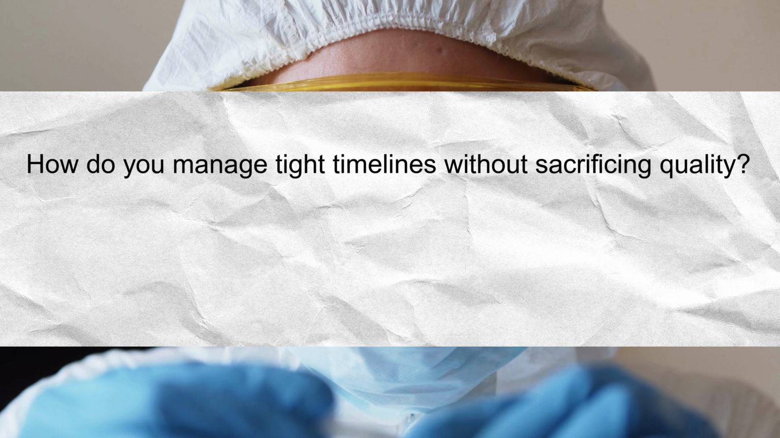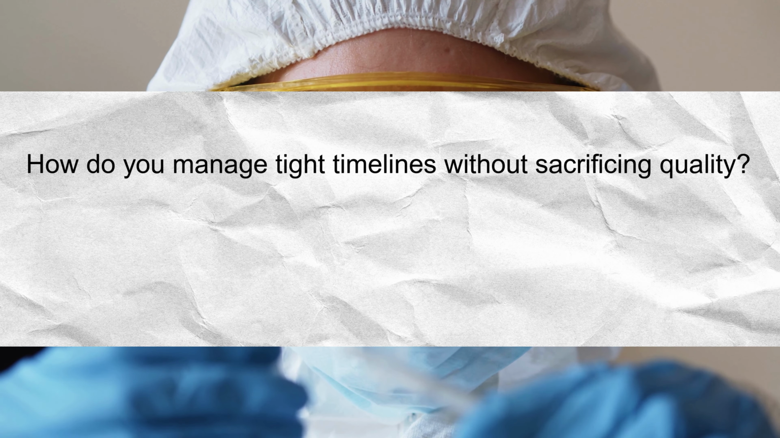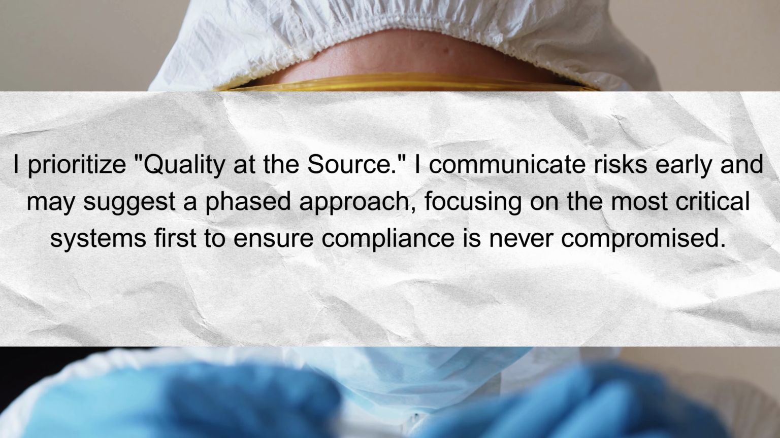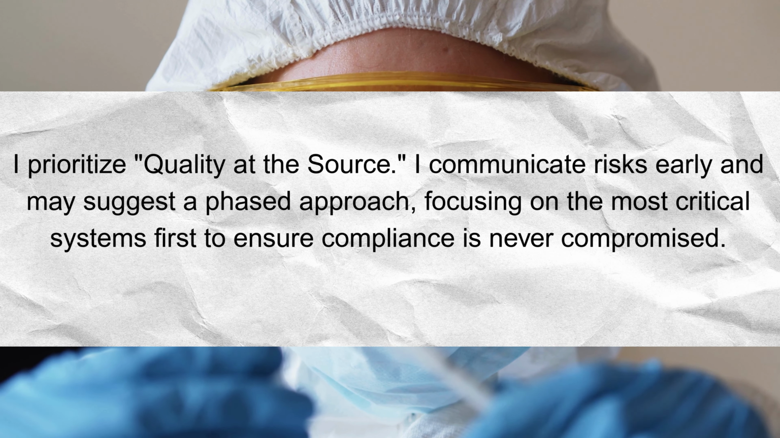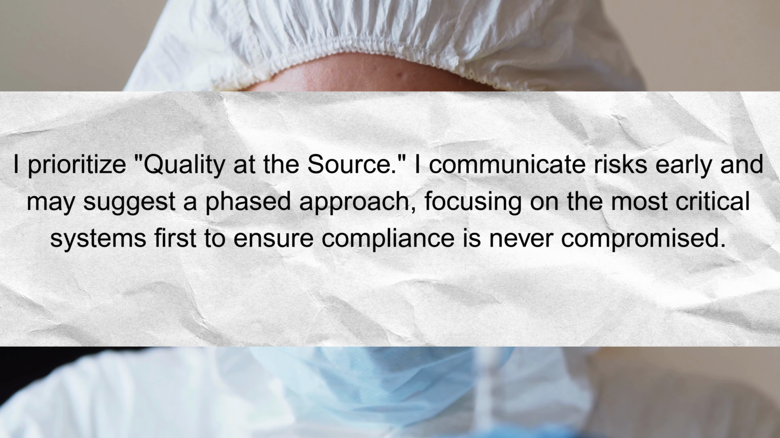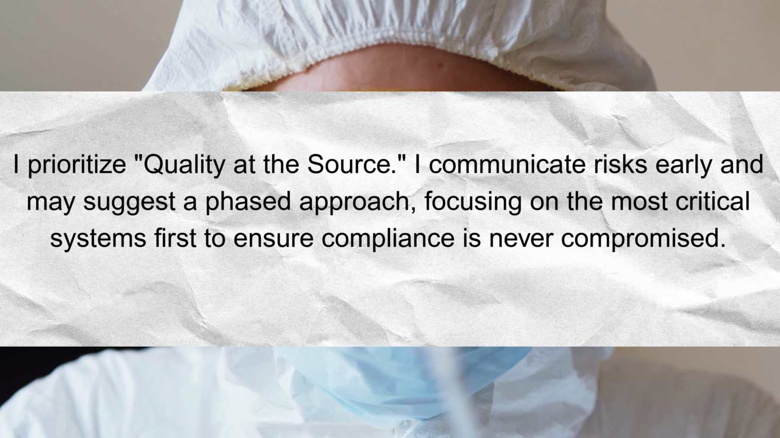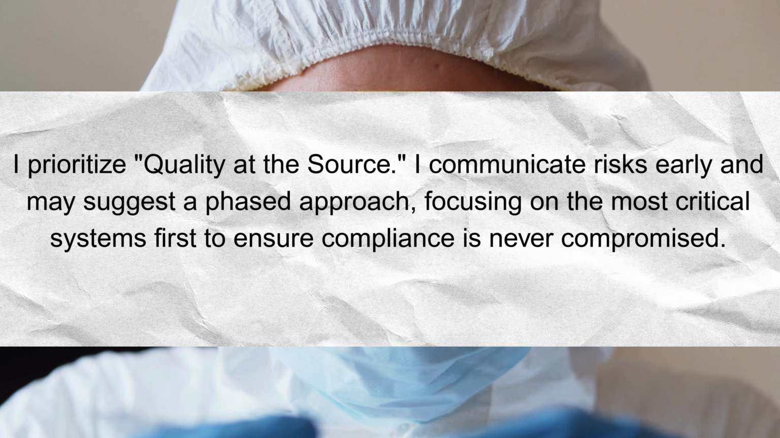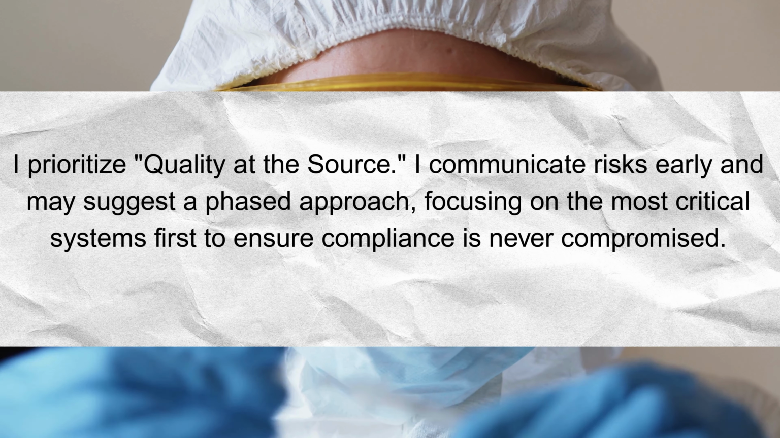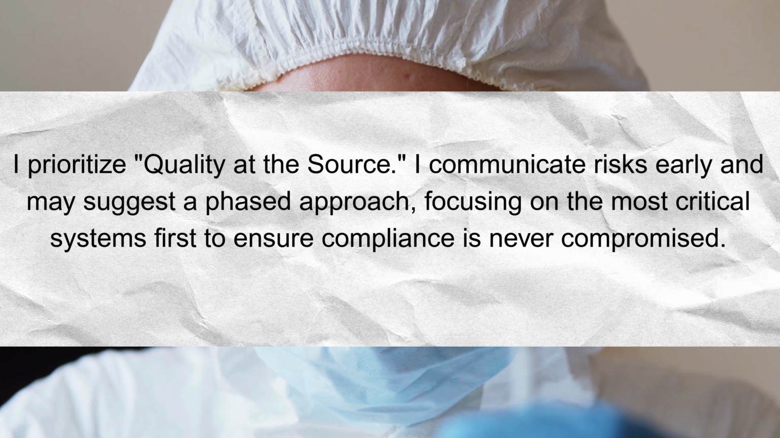Number 16. How do you manage tight timelines without sacrificing quality? The key is quality at the source. I focus on getting the URS and design right the first time to prevent costly rework later. I communicate risks to stakeholders early and clearly. If timelines are squeezed, I might suggest a phased approach, qualifying the most critical equipment first, rather than cutting corners on documentation or testing, which would lead to regulatory issues later.